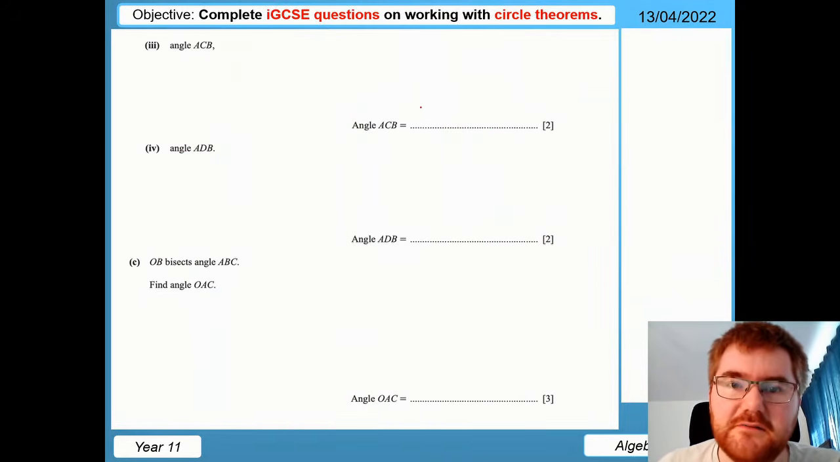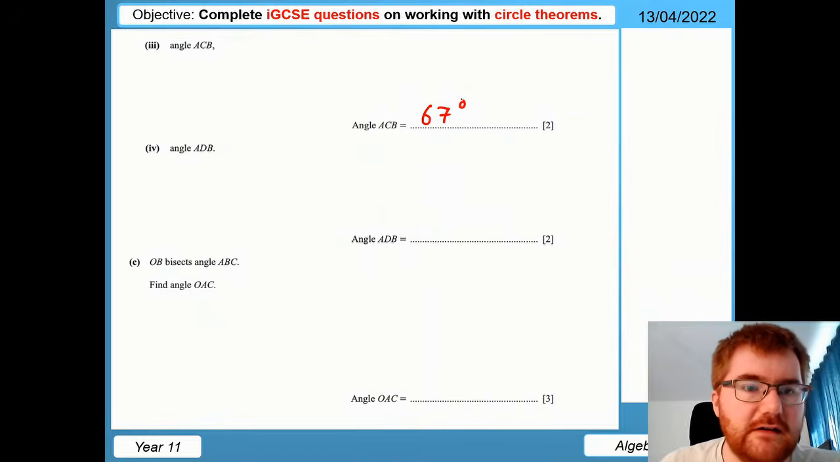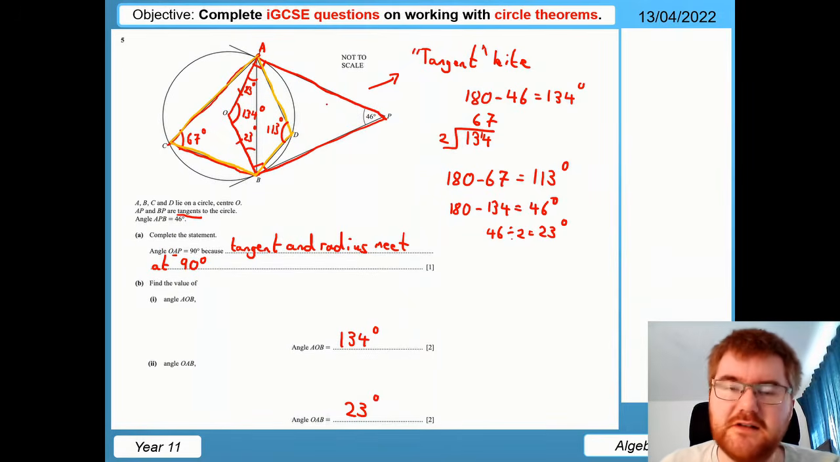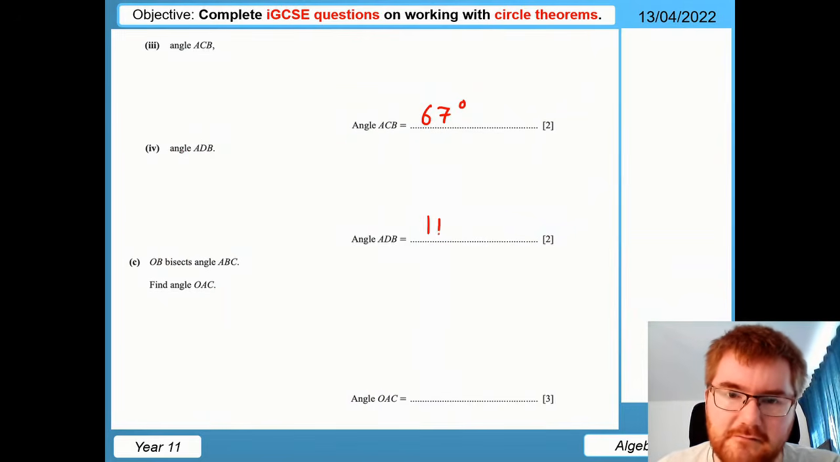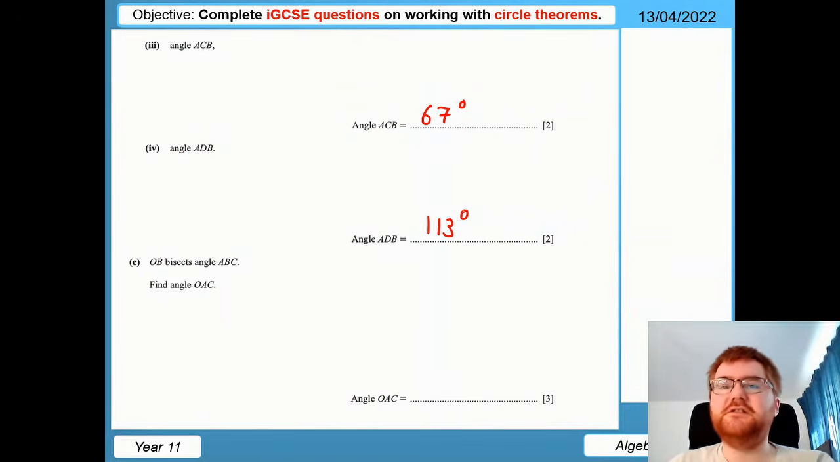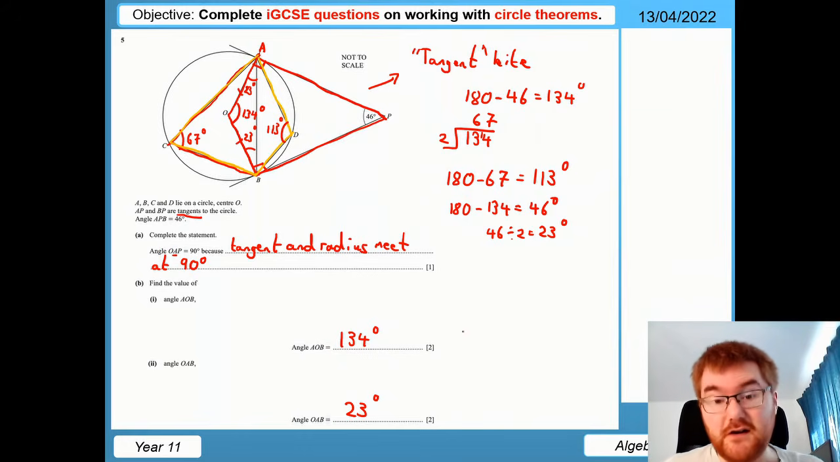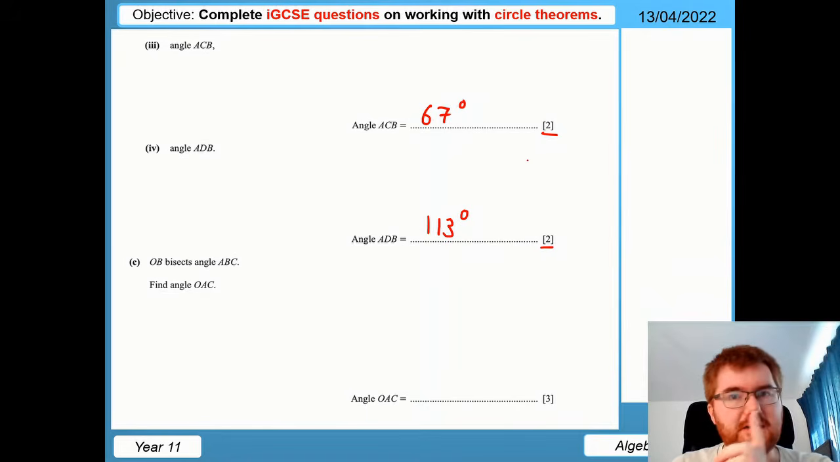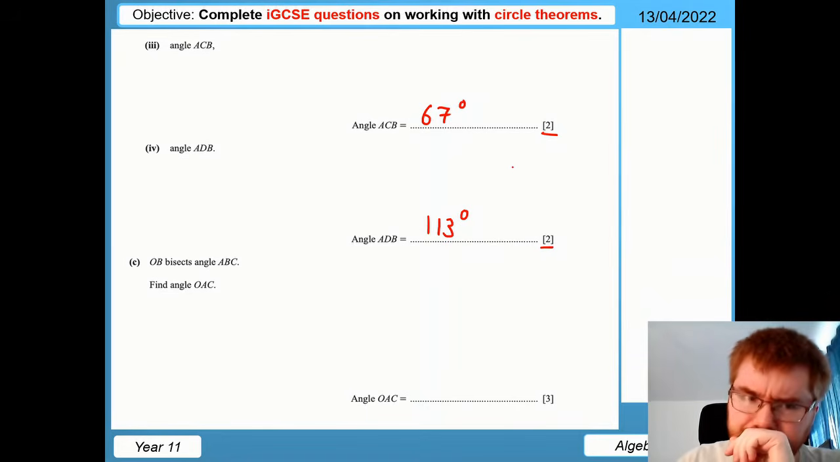That's 67, so we've done that one. Perfect. Angle ADB. Yep, we've worked that one out. That's 113. What a great feeling that is. So notice just by working out all the angles I could, I got 2, 4, 6, and then 8 marks just by doing that particular process.